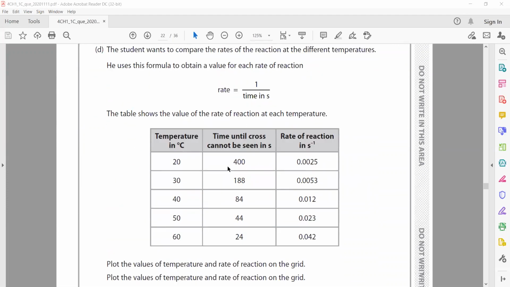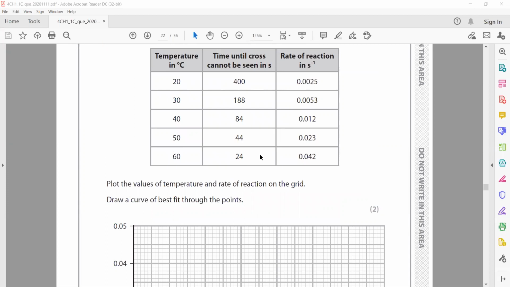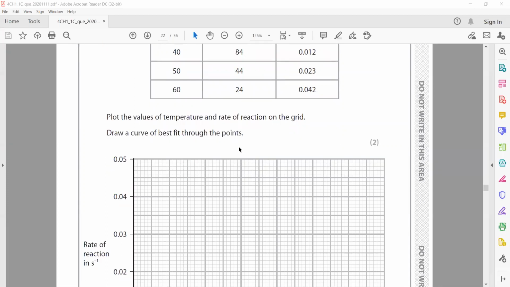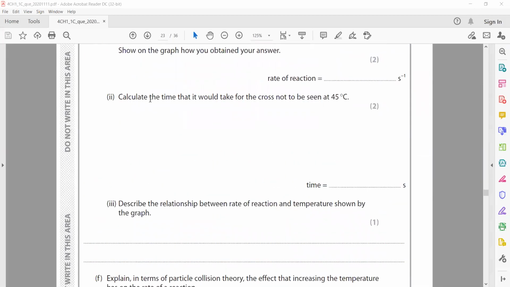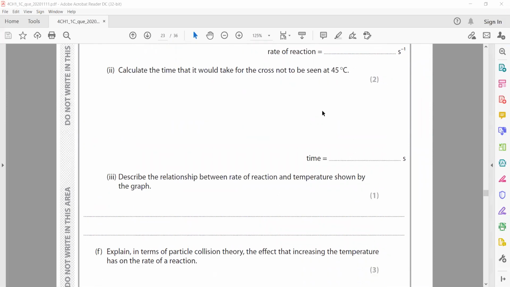Then rate is 1 over time period. Using the time, you will find the rate, and then you have to draw the curve according to the table. The remaining part is from the curve.